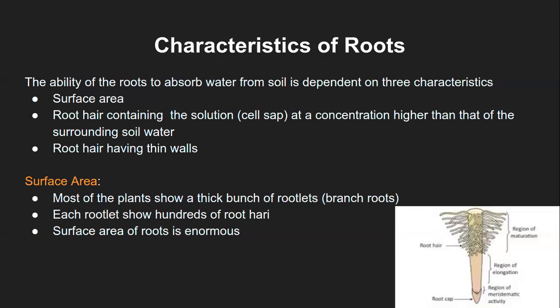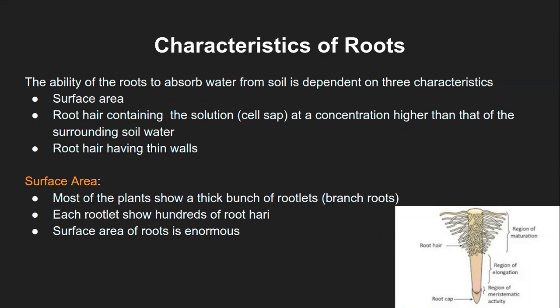Okay, so that was the basic function in terms of what a root does. Now, looking at the structural aspect of the roots. The ability of the roots to absorb water from the soil is dependent on three main characteristics. That is the surface area of the root, and you can logically think that the more the surface area, the more the absorption of water. So surface area is one of the important parameters.